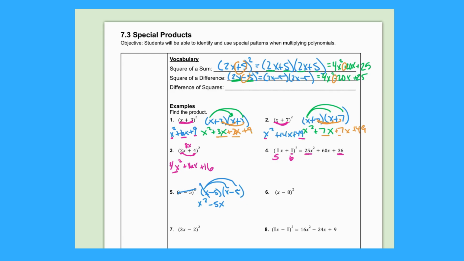We distribute the negative 5 times x is negative 5x. And negative 5 times negative 5 is positive 25. Then we're going to combine those like terms. That's going to be negative 10x plus 25.